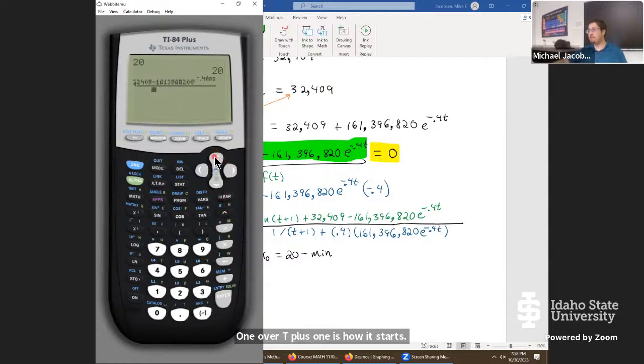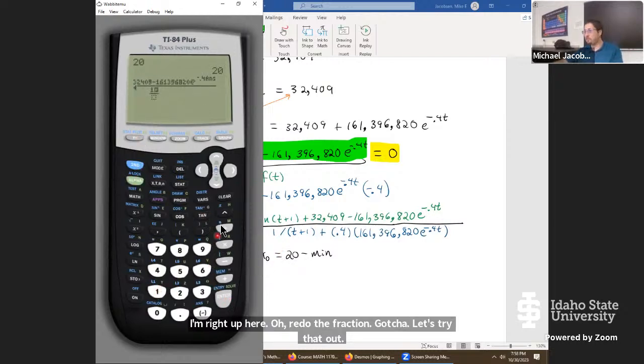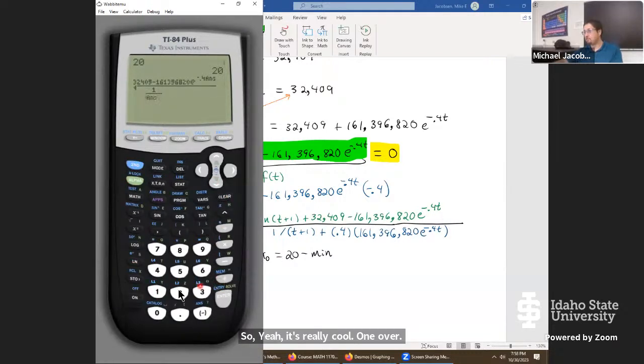Oh, redo the fraction, gotcha. Let's try that out. So alpha y equals, enter. Yeah, that's really cool. 1 over t plus 1. Thanks for showing me that. I mean, I knew you could do it once, and then I forgot. I guess if you could do it once, you can do it a whole bunch of times. That's kind of cool. Then back over here, it's 0.4.